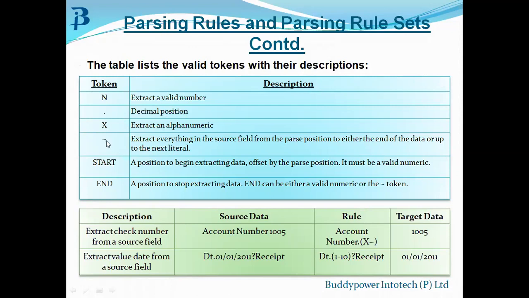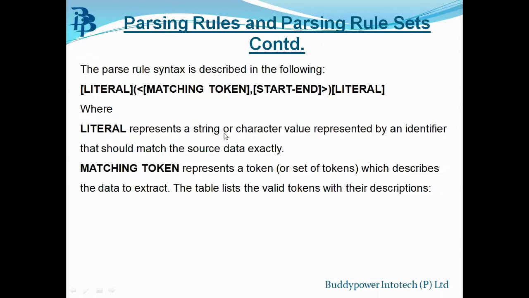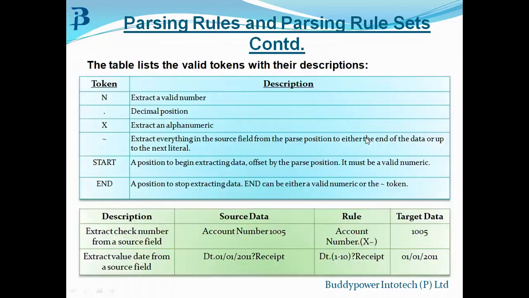Now, when you give this, it means extract everything in the source field from the parse position to either the end of the data or up to the next literal. Literal represents a string or character value. Then you have start, a position to begin extracting data, or offset by the parse position. It must be a valid numeric. Then a position to stop extracting data, which is end, can be either a valid numeric or the token. Token is your sign.